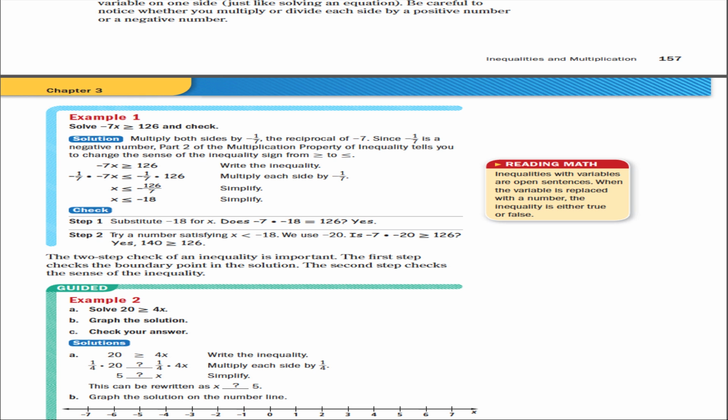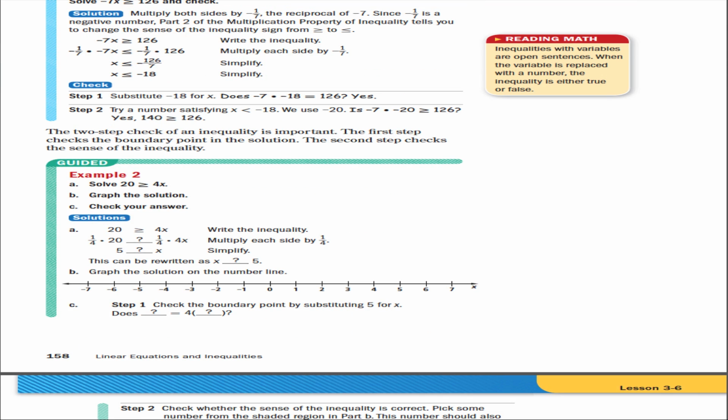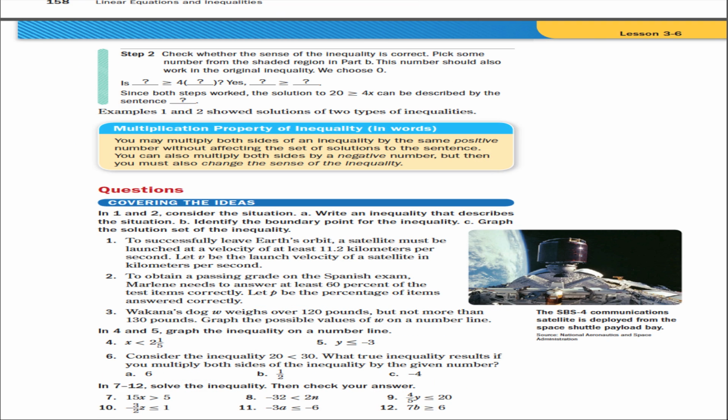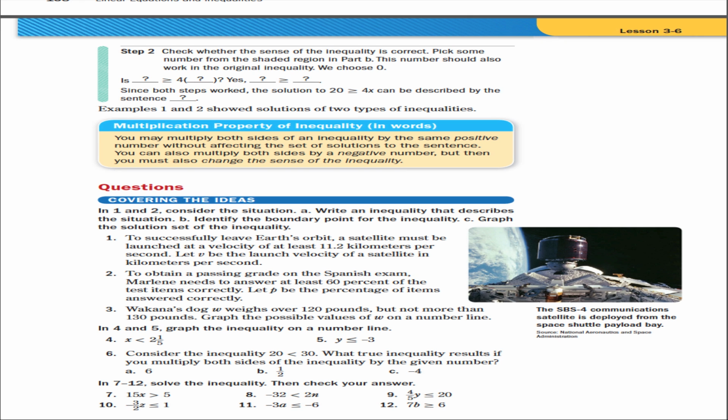Come back to the guided example in a few minutes after we do the other one and a couple other extra examples. As usual, your work is covering the ideas and applying the math. Make sure you read this lesson carefully and work through it carefully. Pay attention to your signs and when you have to change the sense of the inequality. It's really easy to miss it. One more thing to keep track of.